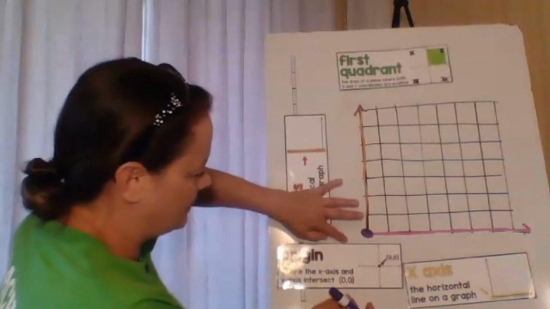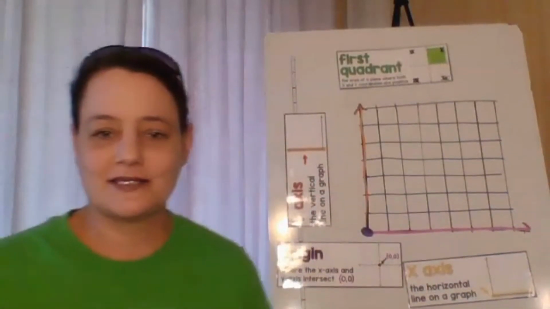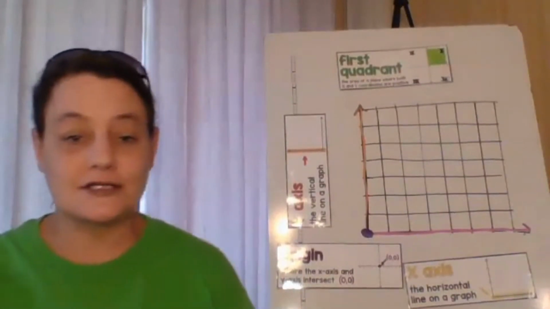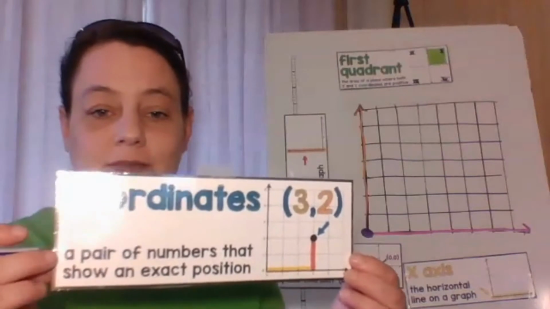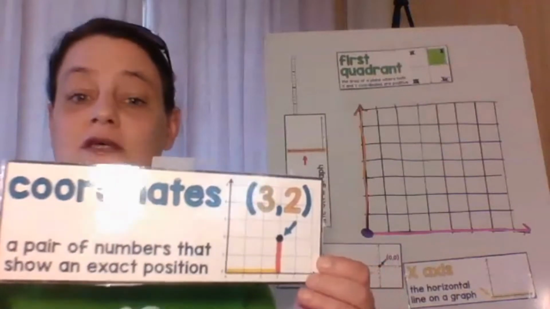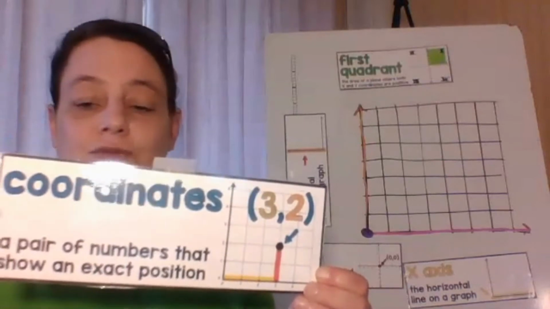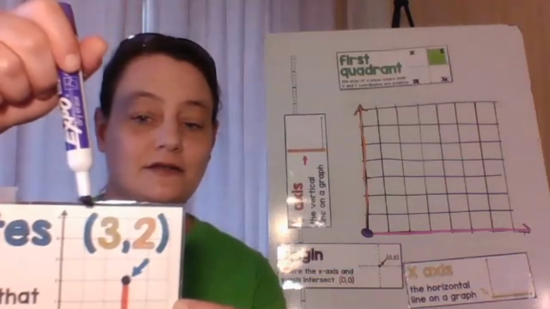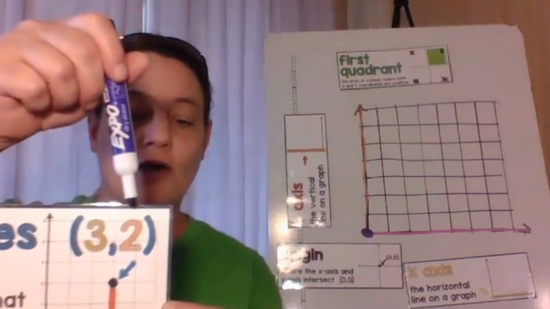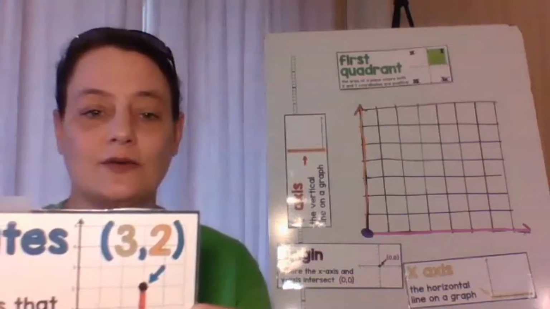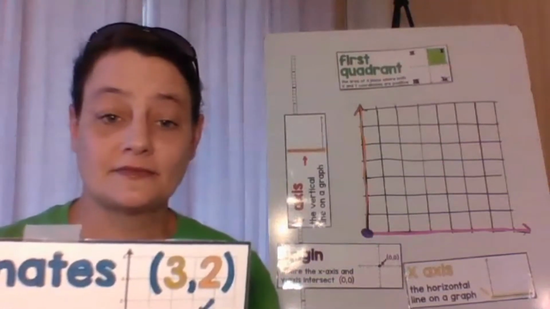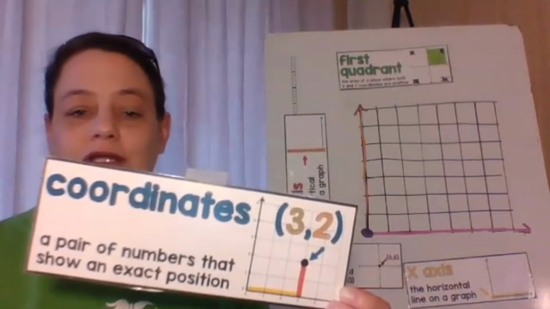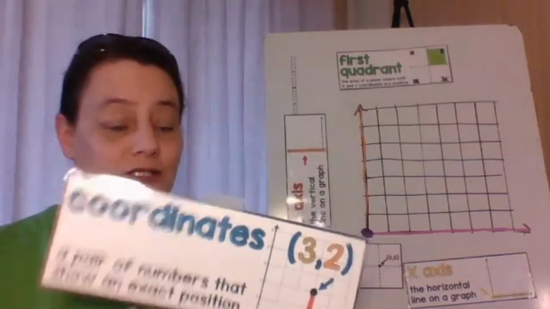All right, origin, we've got x-axis, y-axis, okay? Now, when we plot a point or a coordinate, okay? A coordinate is a pair of numbers that show an exact position. So this coordinate right here is 3, 2. Now, this is always the x-axis. This is always the y-axis. Okay, remember x comes before y in the alphabet. Okay, so x-axis, y-axis. So that's coordinates, a pair of numbers that show an exact position.